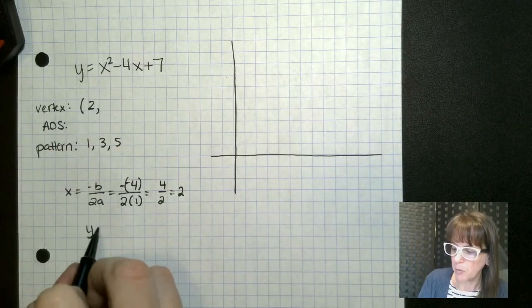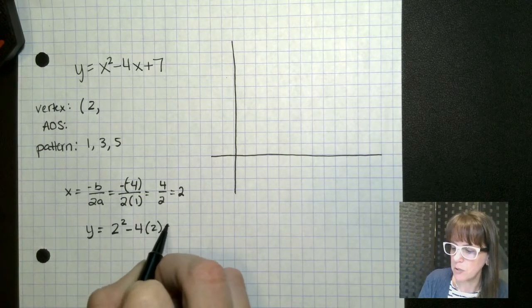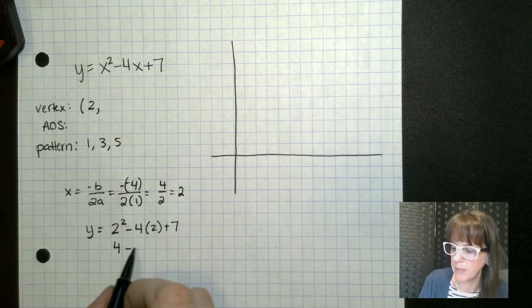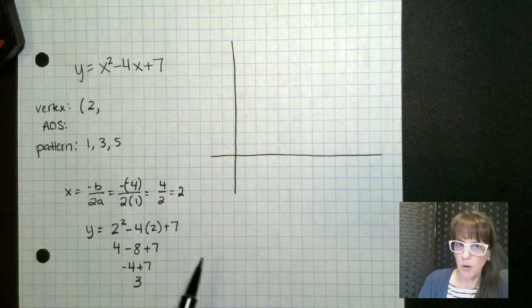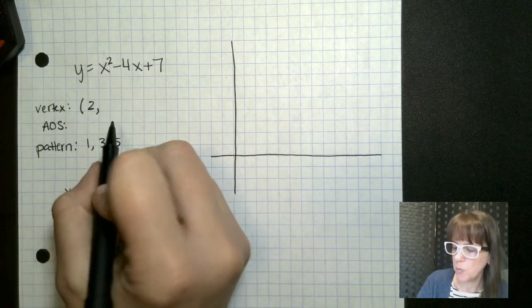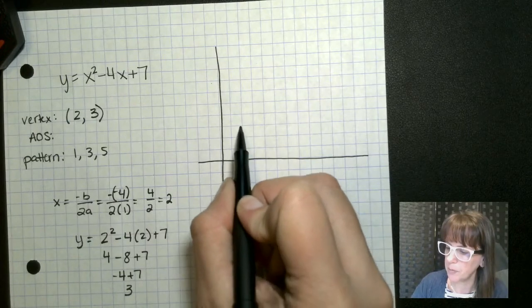And then to find our y, we're going to plug that in. So 2 squared minus 4 times 2 plus 7. So we get 4 minus 8 plus 7. So it's negative 4 plus 7. That gives us 3. So when x is 2, y is 3. So we're going to go over 2, up 3.